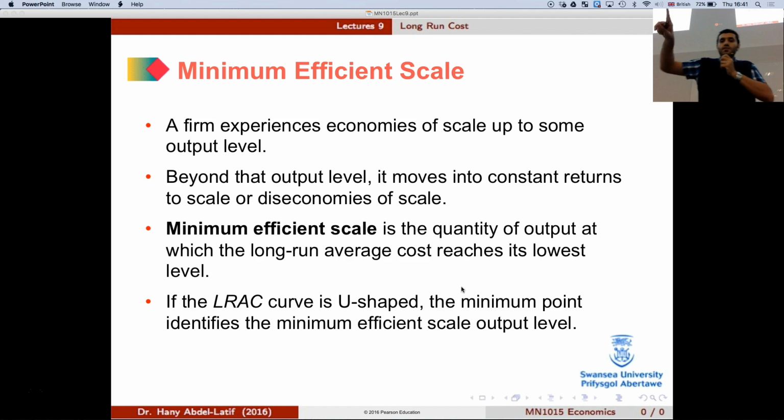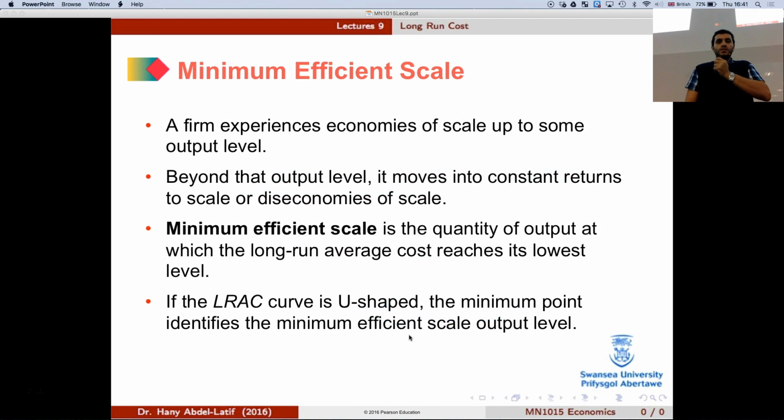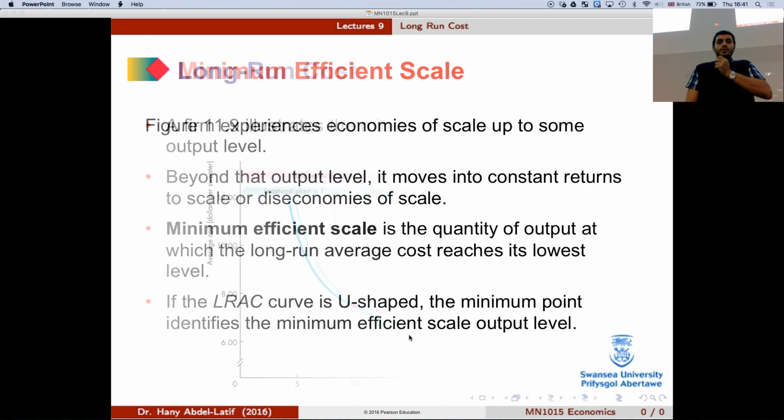And as we saw, if the long run average cost curve looks like a U-shaped curve, then the minimum point identifies the minimum efficient scale output level. So on this graph here, where is it? Exactly here. So this is at 15. So 15 sweaters per day gives us the minimum efficient scale. Okay?